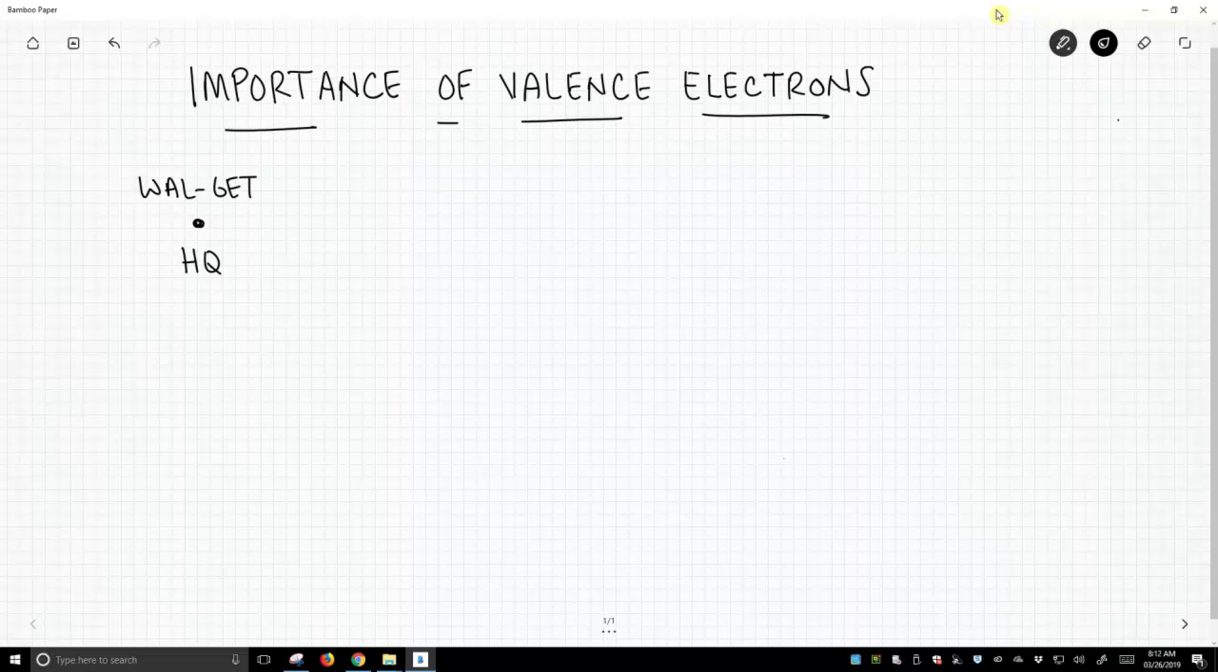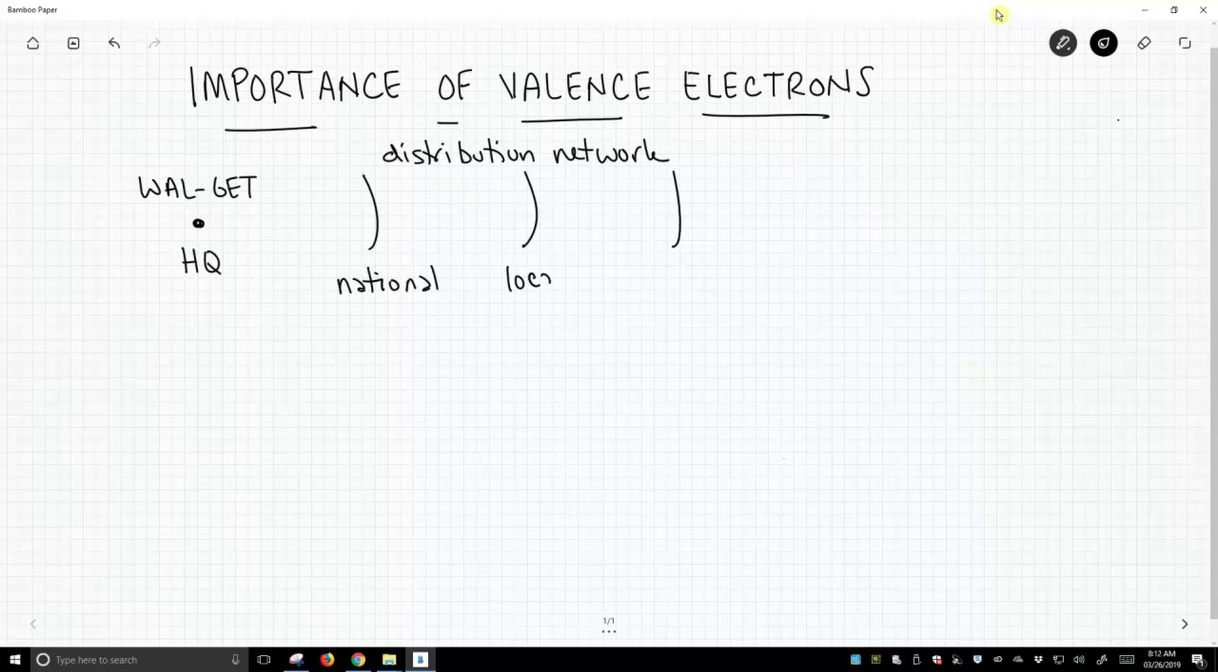And any big company, big retailer, has a distribution network. These semicircles radiating out from the headquarters represent the distribution network. Now, this distribution network can operate on a national level, it can operate on a local level, but then at some point it ends at the stores for this company.